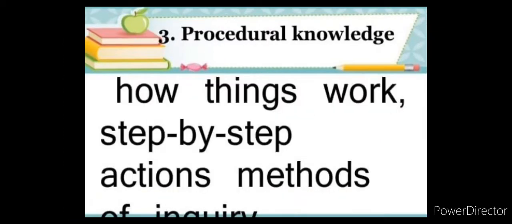The third level of knowledge is procedural knowledge. This is how things work or step-by-step actions and also methods of inquiry. So it is basically how you know to do something or perform a specific skill or task.